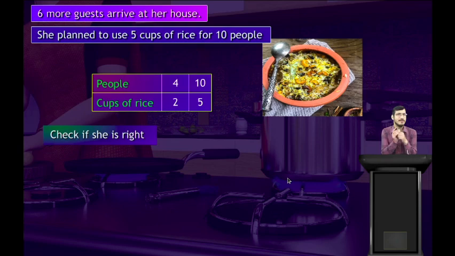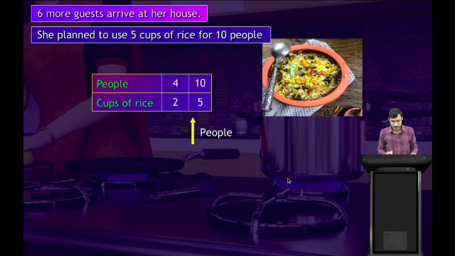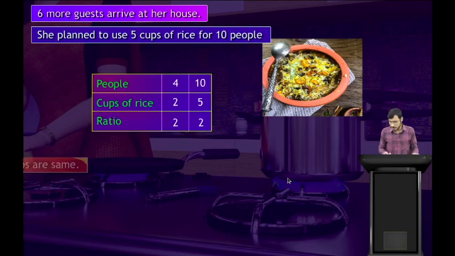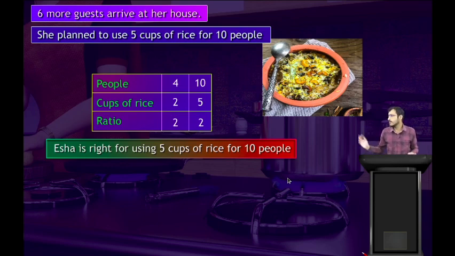So check if she is right. Can you do this, students? Okay, let's do it. Here you can see the number of people is 5 and cups of rice increases to 4. So the ratio between people and cups of rice will be 4 by 2, that is 2 here, and 10 by 5, so that is 2 here. That means the ratios are the same here. So yes, Isa is right for using 5 cups of rice for 10 people.